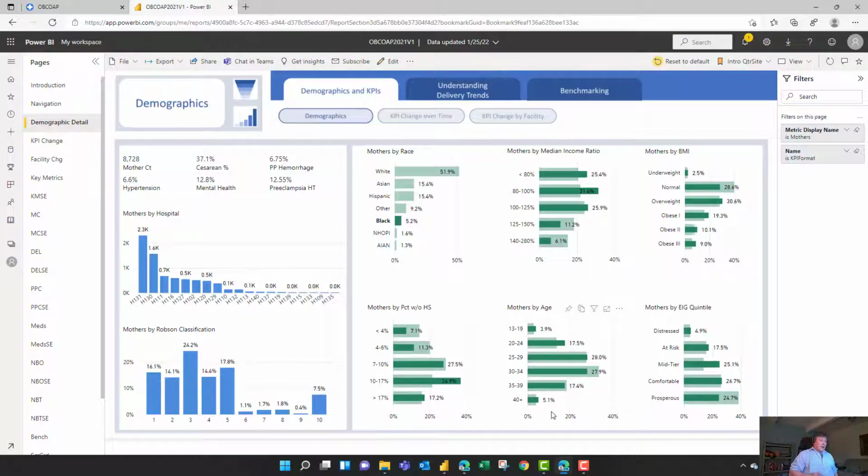And then, as physicians know, these demographic measures can be seen in a number of real medical metrics, such as percentage of cesareans, postpartum hemorrhage, and a number of other metrics.